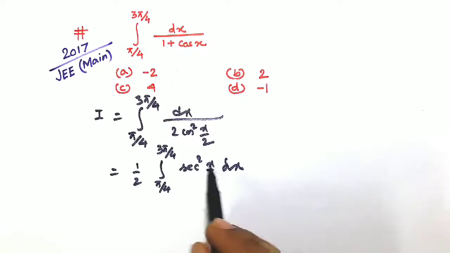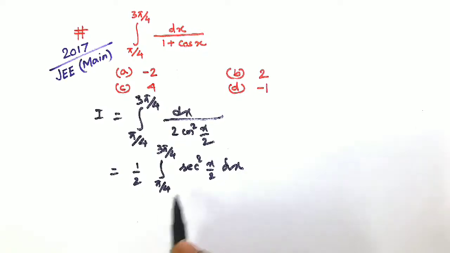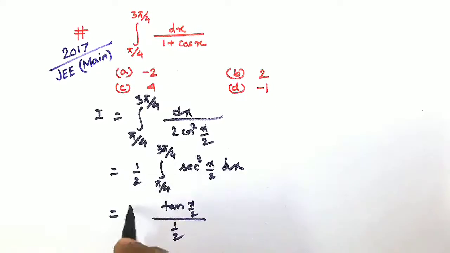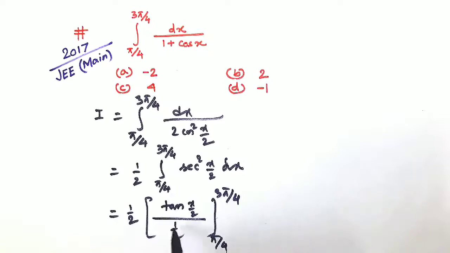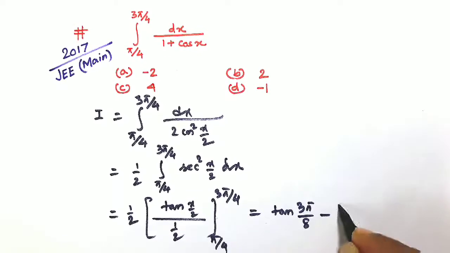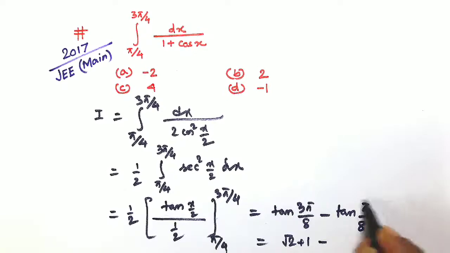And what is the integration of sec square x by 2? This will be obviously tan of x by 2 whole divided by half, and there is another half, and the limit is from pi by 4 to 3 pi by 4. Now this half is cancelled, and obviously we are getting tan 3 pi upon 8 minus tan pi upon 8, is it? And tan 3 pi by 8 is equal to root 2 plus 1, minus tan pi by 8 is equal to root 2 minus 1.